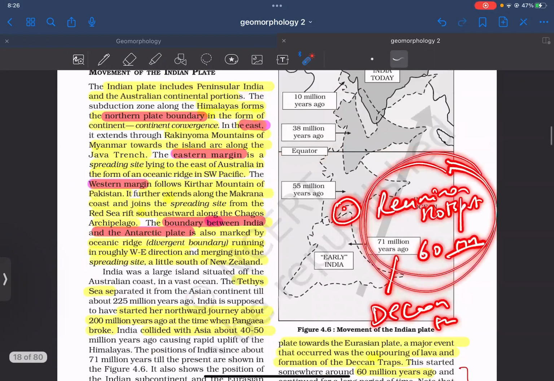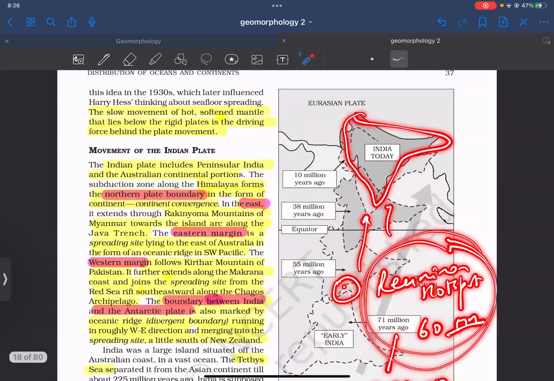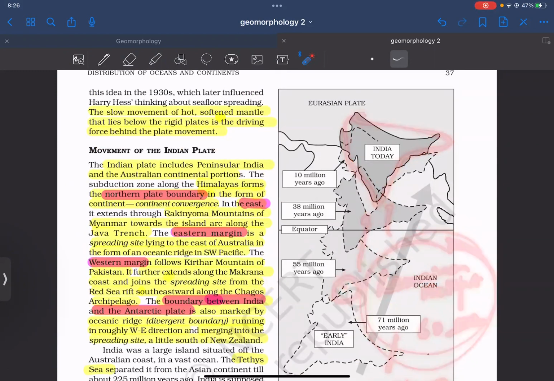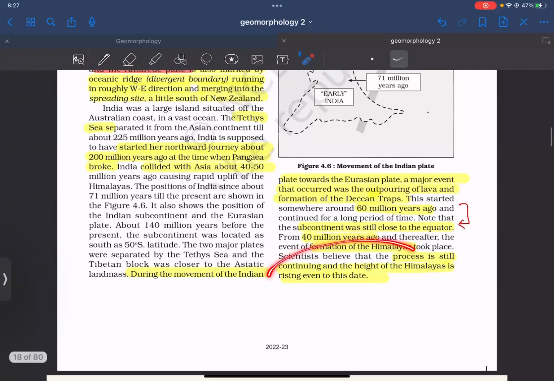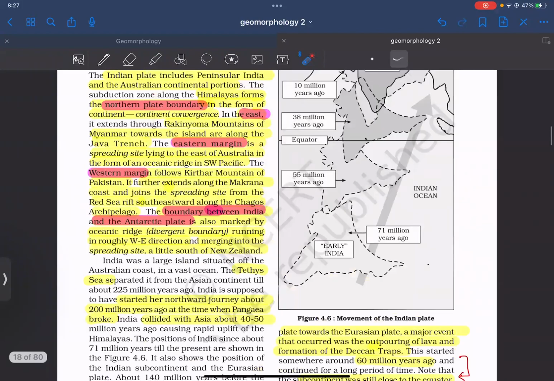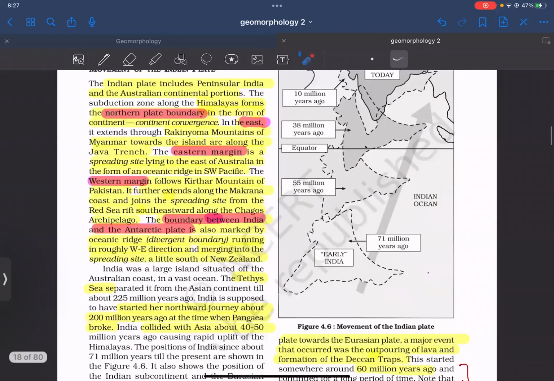And as it moved forward across the equator, it entered over here. It collided with the Eurasian plate. It led to the formation of the Himalayas. Yes. And today also, the height of the Himalayas is rising. What is the evidence? Earthquakes are taking place. So these are the reasons. Movement of the Indian plate. I hope you will remember it.